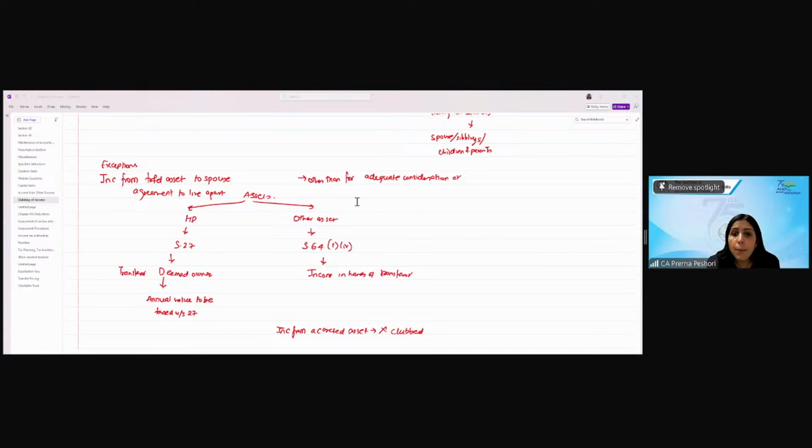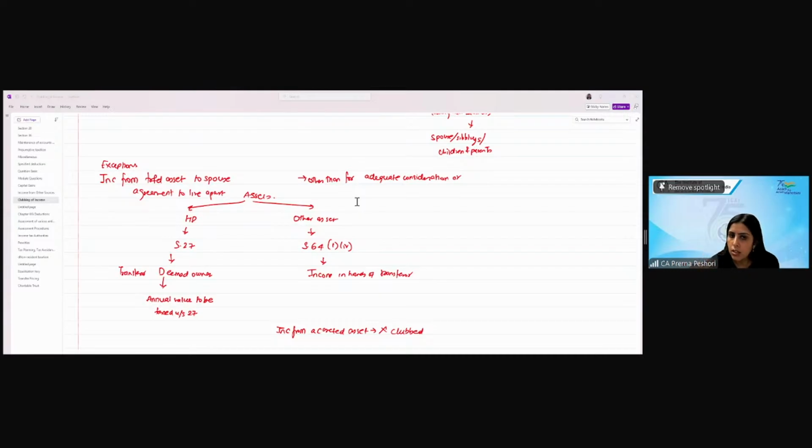Now, what if the asset which is transferred to my spouse, let's say I have given an immovable property to my spouse, and he uses the immovable property for the business? So if the assets are invested in the business, then how do you club the income? The income arising to my spouse from the investment in business, the proportionate income with respect to the value of that asset, will be clubbed in my hands.